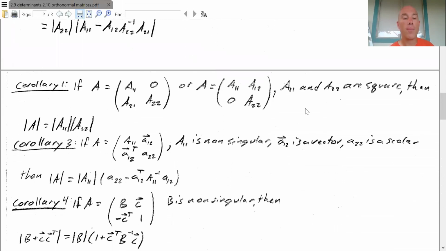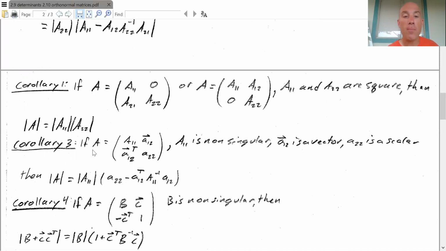All right, so now, corollary. So remember, a corollary is something that I get for free from a proof without having to do any additional work. If I have a block matrix and I have a 0 block off the diagonal, then the determinant is equal to the product of the determinants of the diagonal blocks. Makes life a little bit easier.